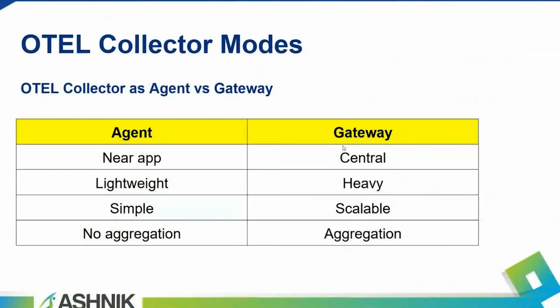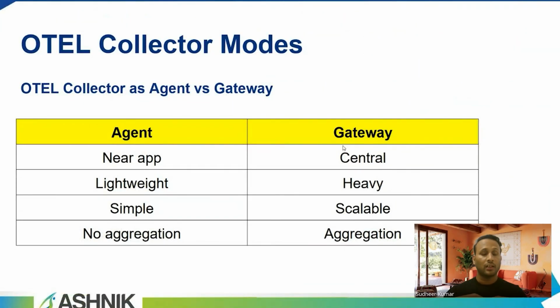Now the collectors: as I said, we can use it as an agent, or we can use it as a gateway. If we are talking about the agent, it runs near the application. It is lightweight and very simple. There is no aggregation. Coming to the gateway, we collect the logs from different agents and push them to a central gateway, where we receive the logs from all the agents. So it is heavy in processing, because we are collecting logs from different agents. So it is heavy in work.